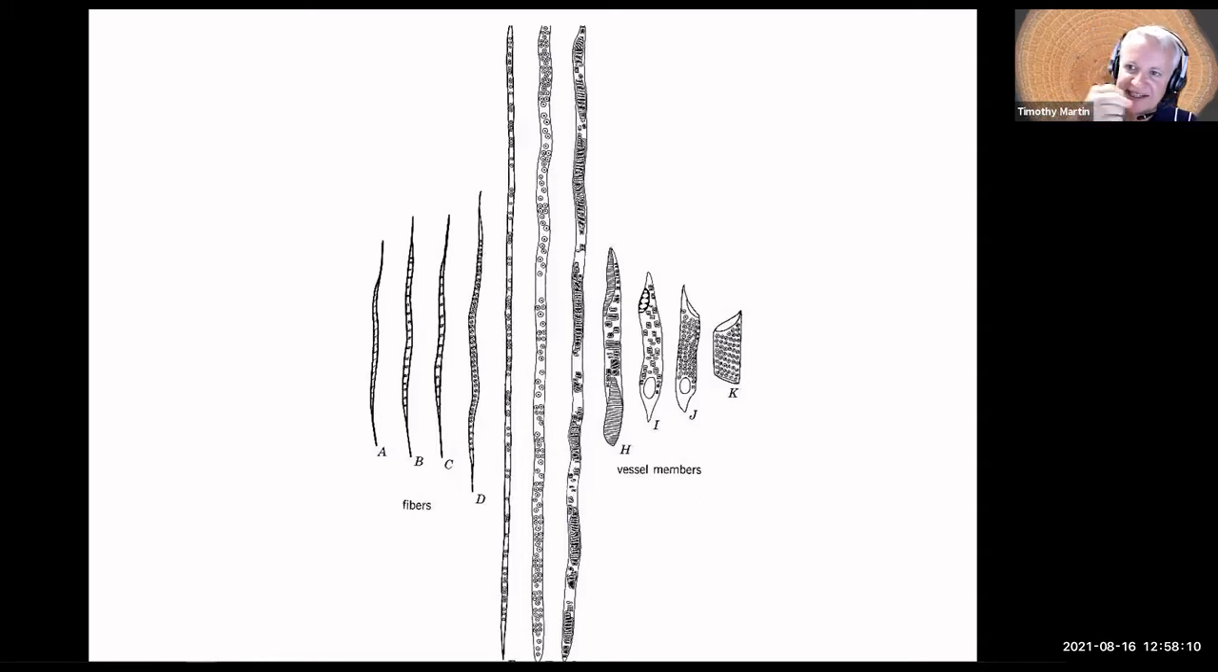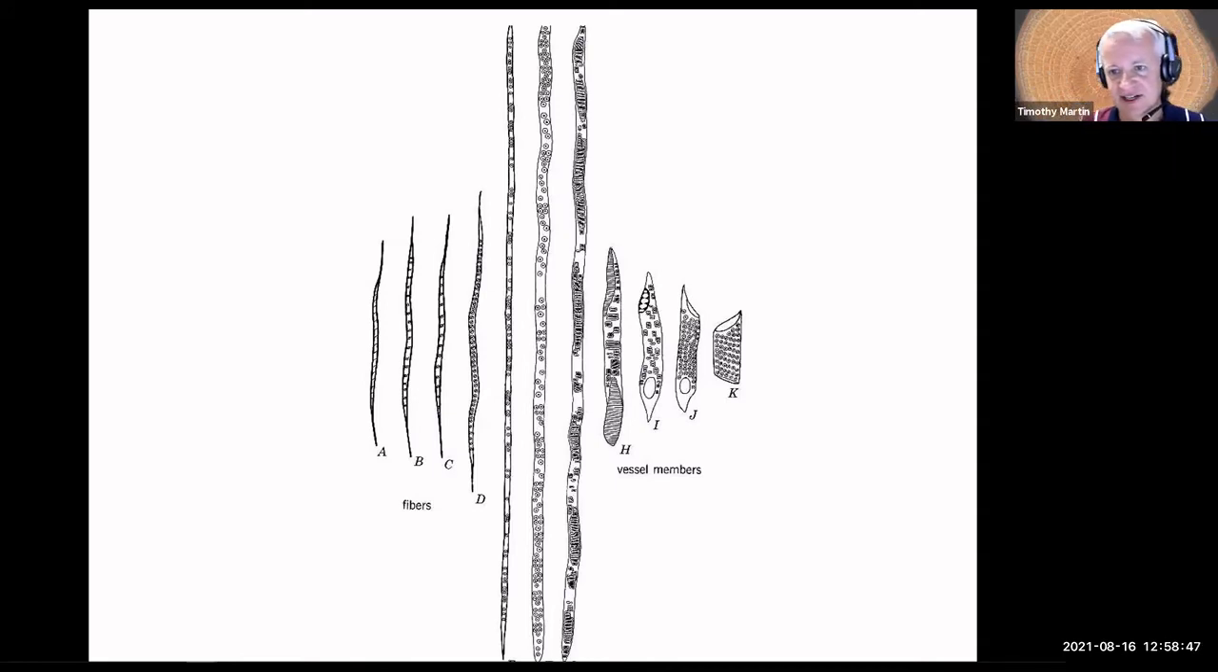Vessel members stack together hundreds or even thousands in a row to form vessels. So that's why they're called vessel members. They're subsets of a vessel. A vessel might have thousands of vessel member cells in it. So that forms a continuous wide pipe for water transport, a vessel. Vessels themselves may be up to 1 meter long. So essentially, that provides a long, uninterrupted pipe for water transport. Okay.